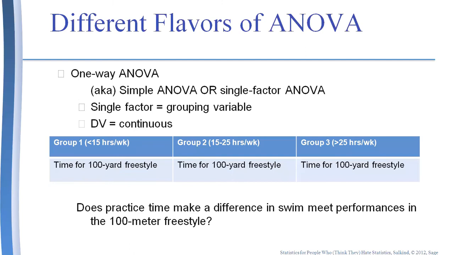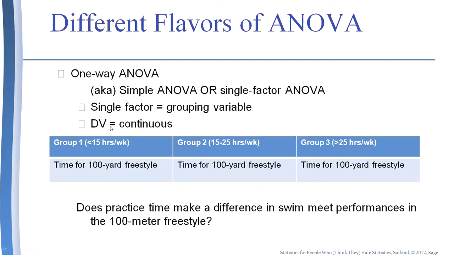So there's different types of ANOVAs. For the purpose of this course, remember that I said we are always going to be using what's called a one-way ANOVA, otherwise known as a simple ANOVA or single factor ANOVA. Basically, the single factor just means that we're grouping our variable in one way. We have a grouping variable, otherwise known as our independent variable, and then we have our continuous dependent variable.